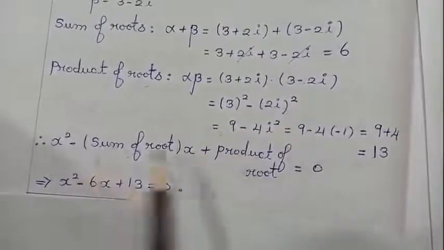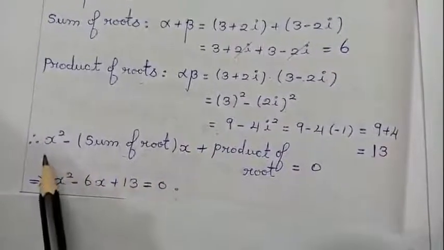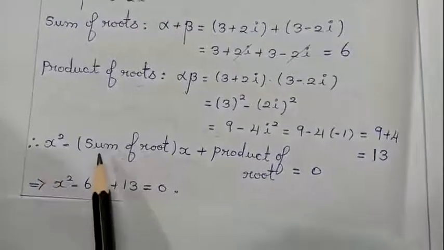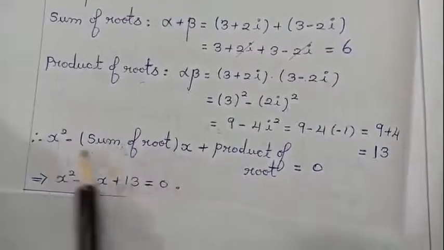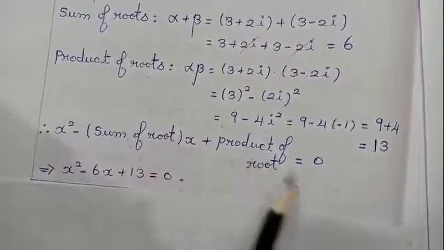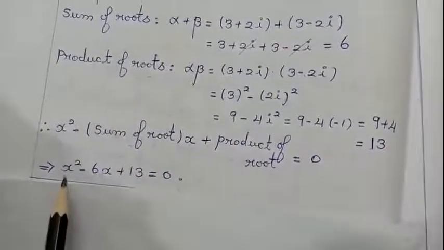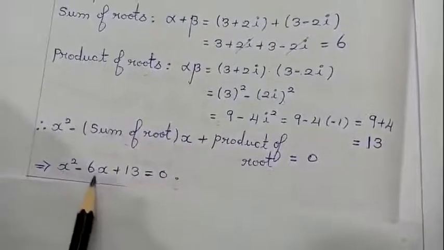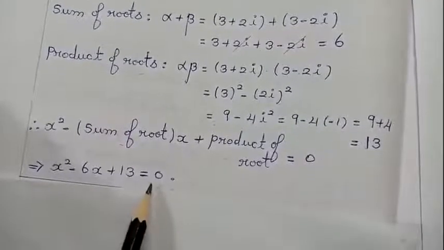Two roots, so the minimum polynomial equation is going to be the quadratic equation, that is x square minus sum of roots x plus product of roots equal to 0. So the final answer is x square minus 6x plus 13 equal to 0.